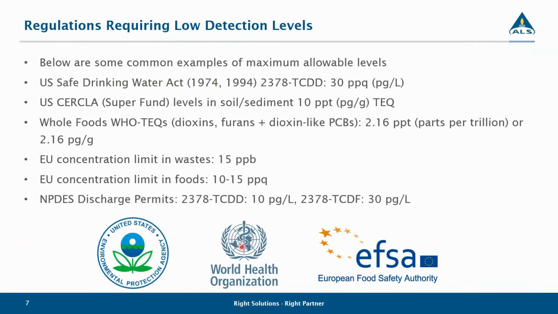The Whole Foods requirement for fish: in order to sell fish at Whole Foods, the combined TEQs for dioxins, furans, and dioxin-like, or the WHO12 PCBs, is 2.16 ppt, or picograms per gram. So it's really low for fish. The European Union concentration limit in waste is 15 ppb, and their European Union concentration limit in foods is 10 to 15 ppq. NPDES wastewater permits require a level of 10 picograms per liter for 2378 TCDD and below 30 picograms per liter for 2378 TCDF.